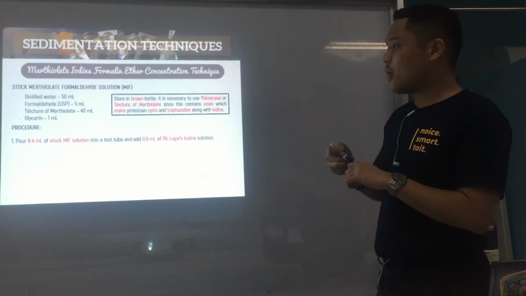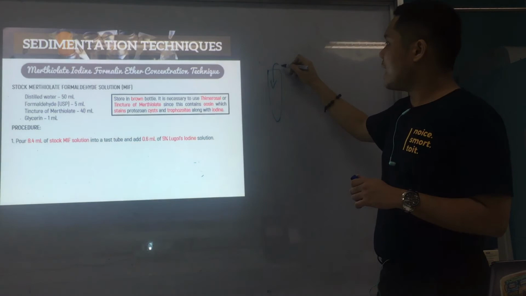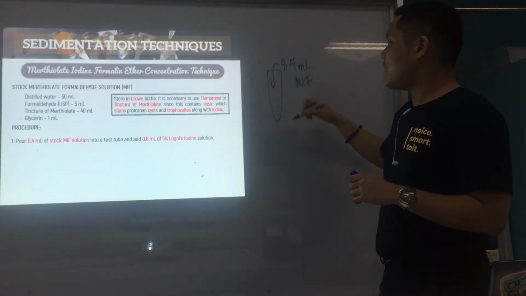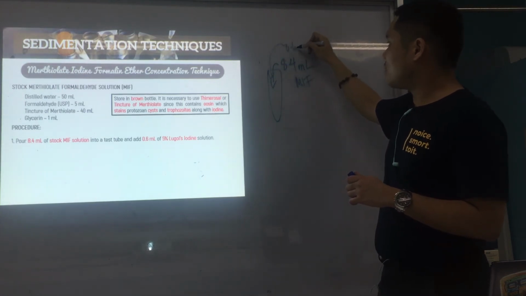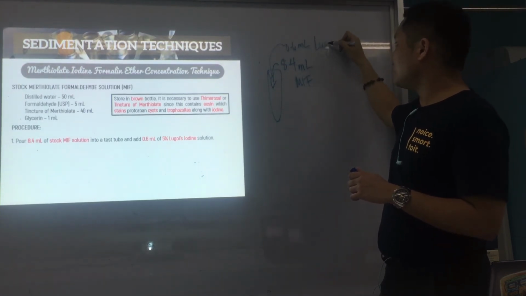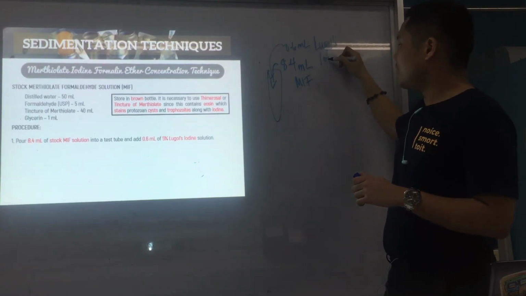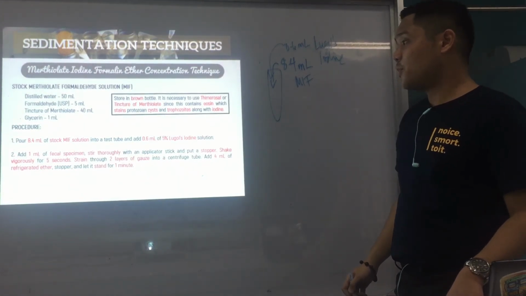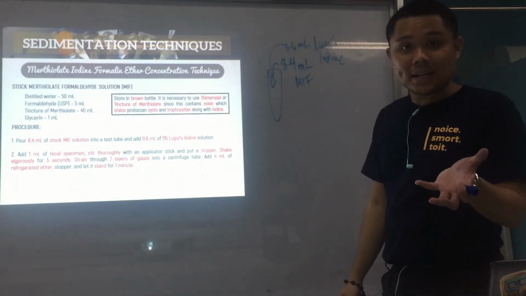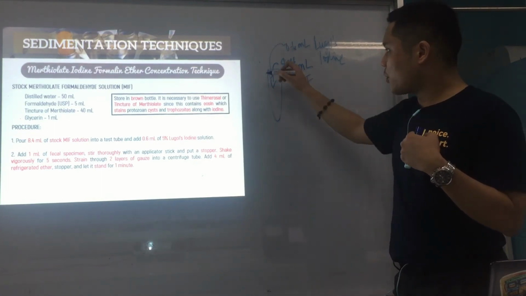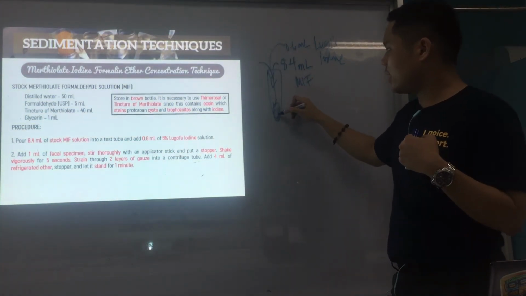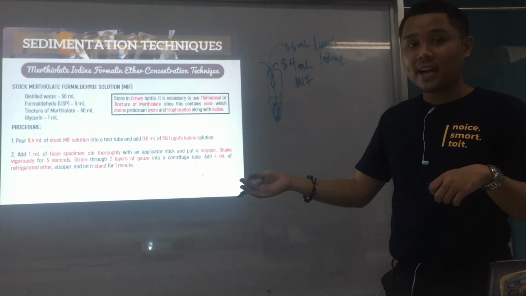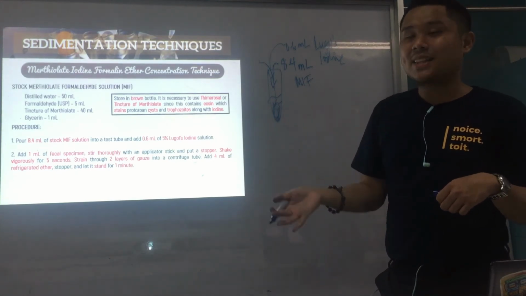All right. Now for MIF, in a test tube, you add 8.4 ml of the stock solution that you have already prepared. And then you also add 0.6 ml of iodine, Lugol's iodine. Next, you add 1 ml of your fecal specimen preserved in formalin. Then you stir thoroughly. So you add your specimen here, liquid still. Stir thoroughly, shake for 5 seconds, and then you strain through 2 layers of gauze into a centrifuge tube.